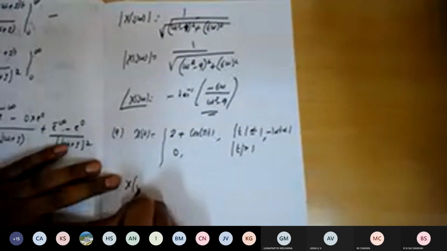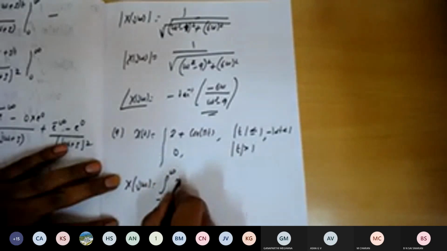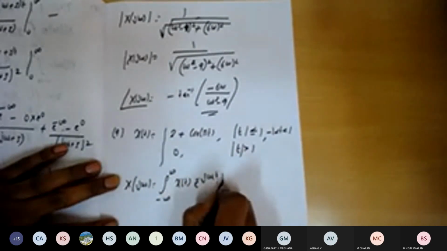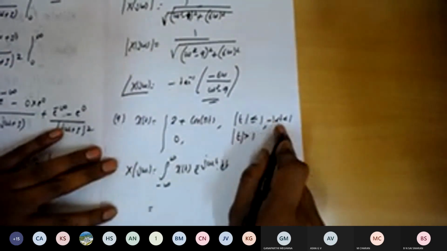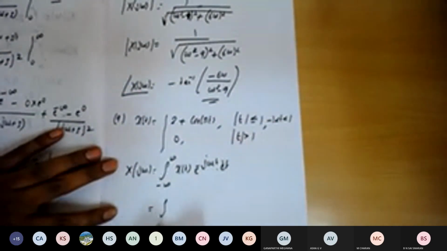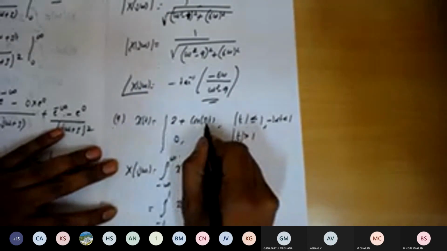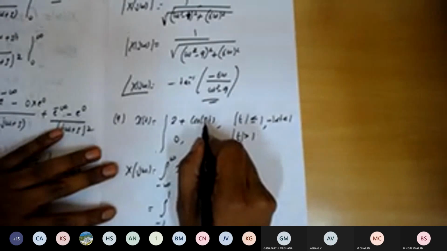So let us write the generalized formula. X of j omega is the Fourier transform: integral of x of t into e to the power of minus j omega t dt. Let us change the limits from minus 1 to plus 1. It is 2 plus cos pi t. We can't integrate directly, so we need to convert in terms of the exponential term using Euler's formula.